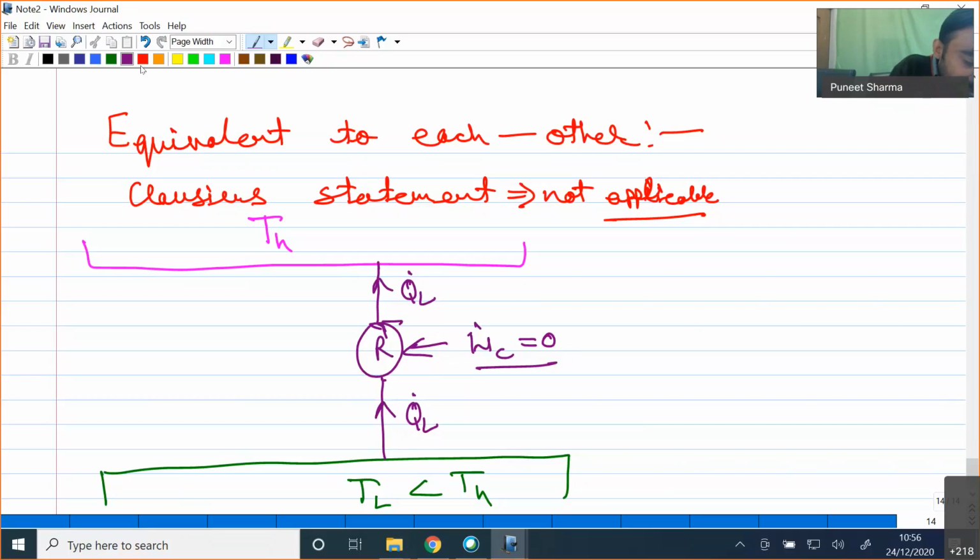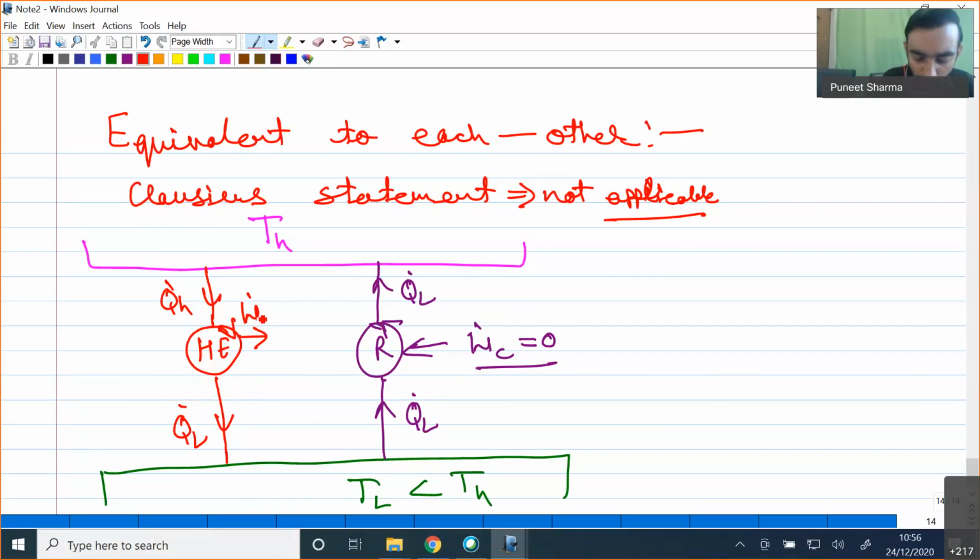Now, at the same point of time, I have a heat engine also, and this heat engine takes, say, Q dot H amount of heat, rejects Q dot L amount of heat, and does some work output W dot net, which is equal to Q dot H minus Q dot L. Now, this heat engine works exactly as per the second law of thermodynamics, because it exchanges heat with two thermal reservoirs and produces some output work.